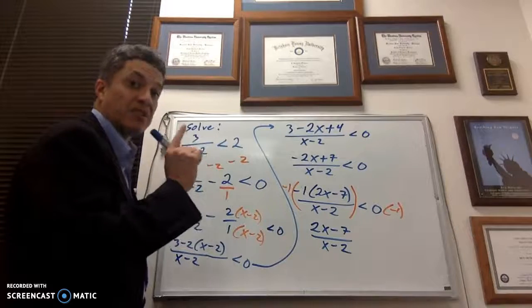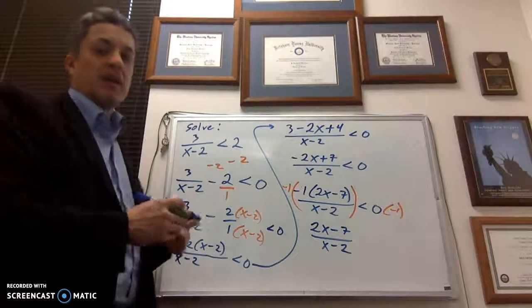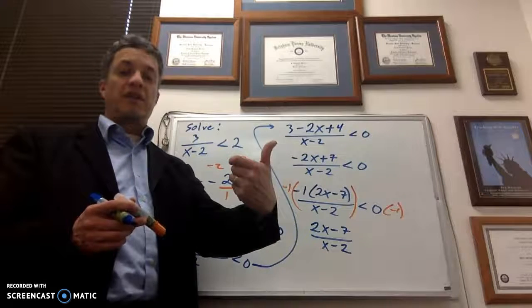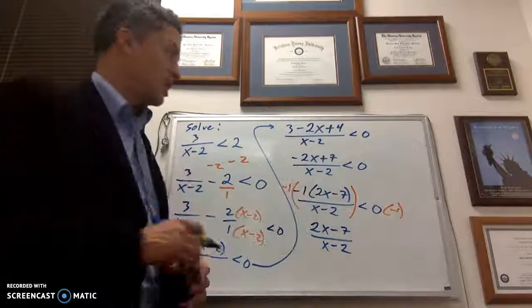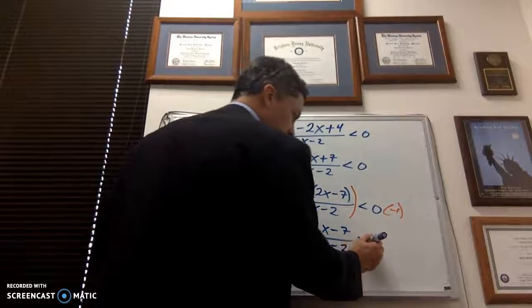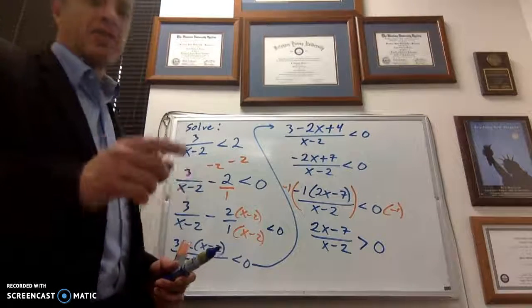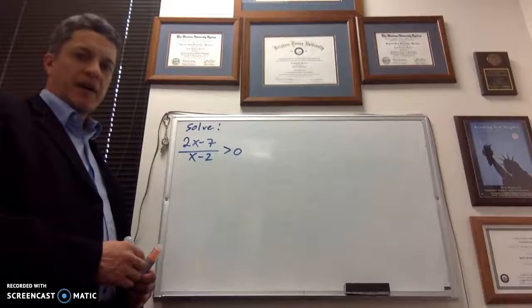But look what else is happening. Since I'm multiplying across the inequality, my inequality will change, right? Anytime you multiply or divide by a negative value across the inequality, it's going to make the inequality change. So it's now going to be greater than 0. Okay, I'm going to hit pause here for just a minute while I erase the board and finish this problem off. All right, you still with me?